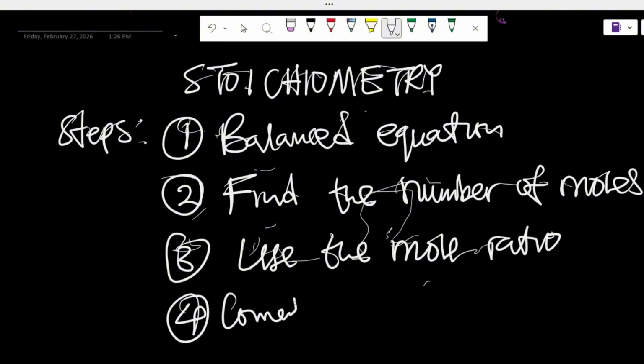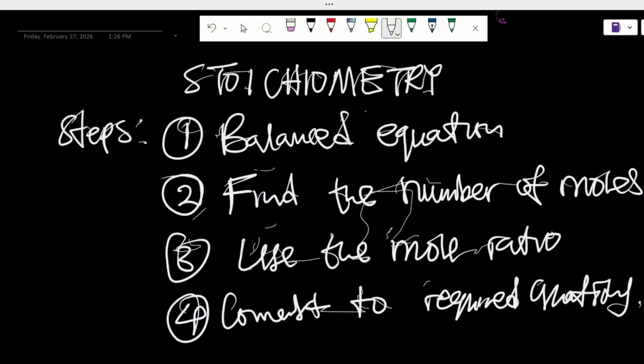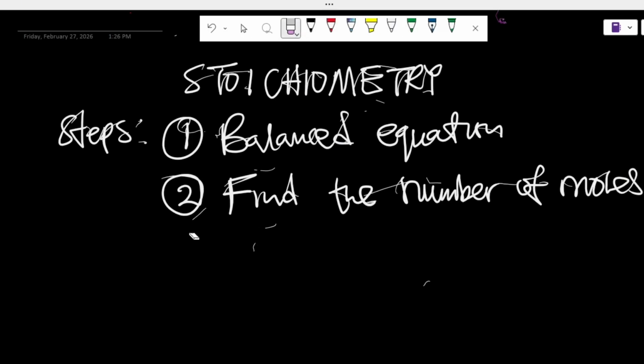So convert to required quantity. So make sure that you understand these 4 steps. So let's go ahead and look at some problems.